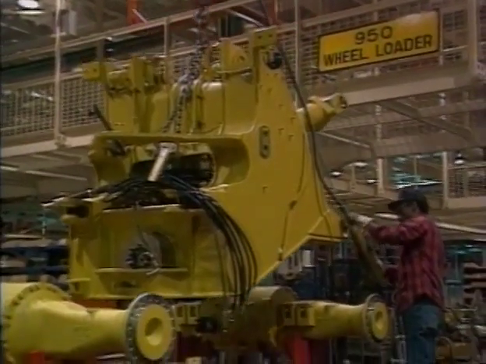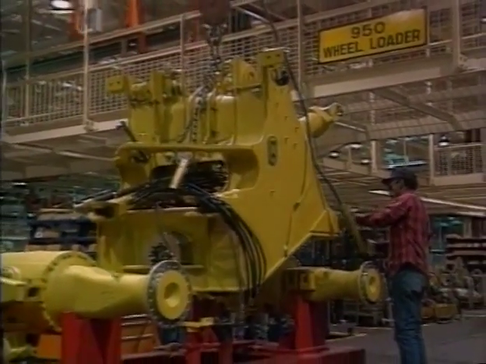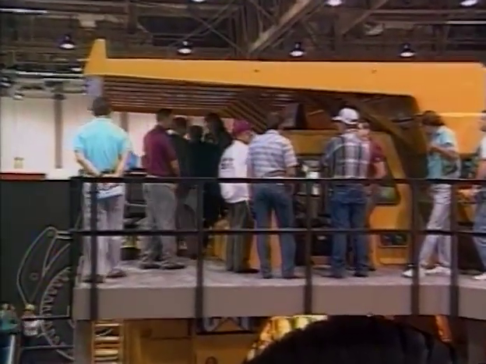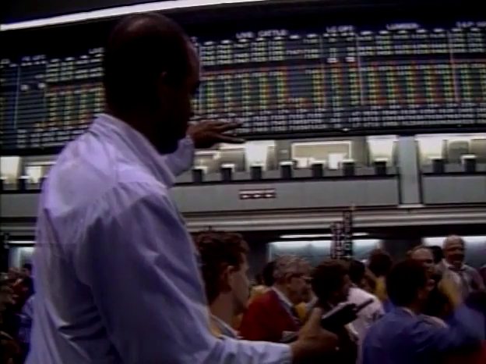Caterpillar streamlined operations to cut costs. Lower costs that meant lower prices for heavy equipment customers. But where could Caterpillar go for help with the other part of their problem? The low yen and high dollar.